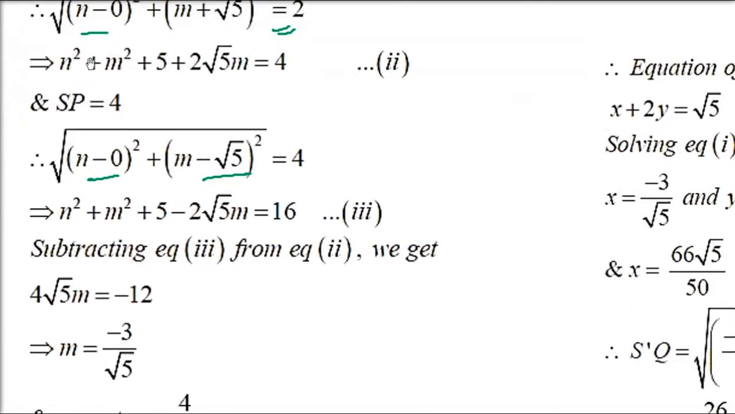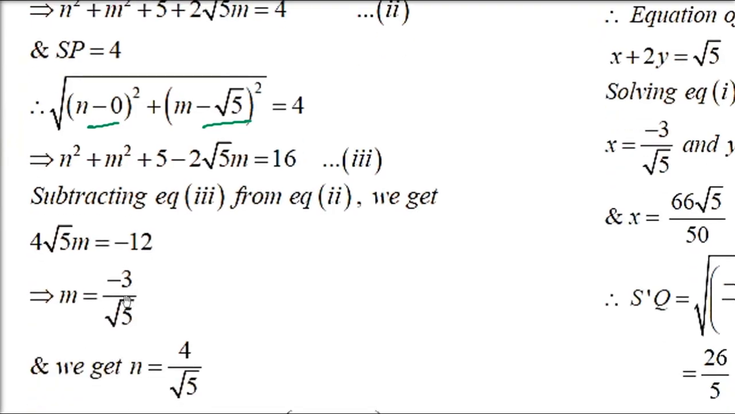Now these two equations, if you subtract 2 and 3, the n square, m square and 5 will get cancelled. 2 root 5m and 2 root 5m will get added, so it will be 4 root 5m. And 4 minus of minus 12, that is going to be 4 minus 12, which is minus 12 will come. So 4 root 5m equals minus 12, and from this m you are going to get minus 3 by root 5.